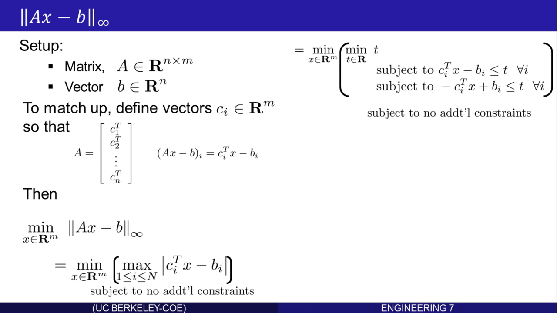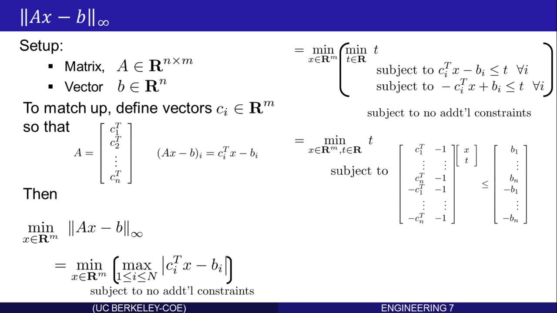As in the previous unit, this is a joint minimization. Minimize over x and t jointly, the cost function, which is t, subject to all the constraints. The constraints are simply of the form ci transpose x minus t is less than or equal to bi, as well as negative ci transpose x minus t is less than or equal to negative bi. And there they all are listed.